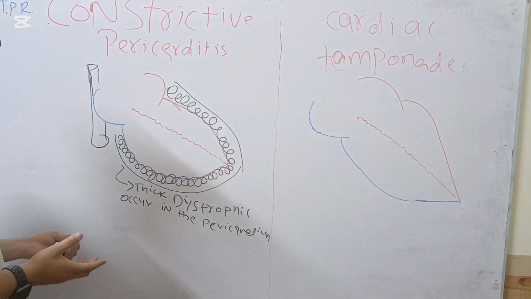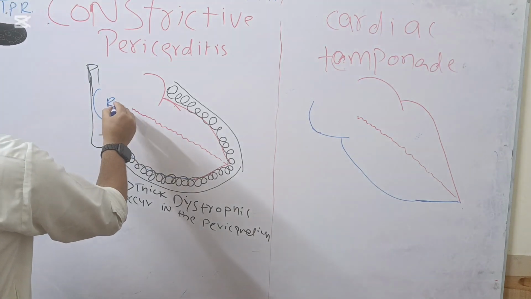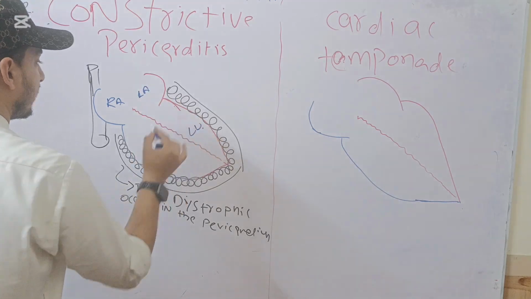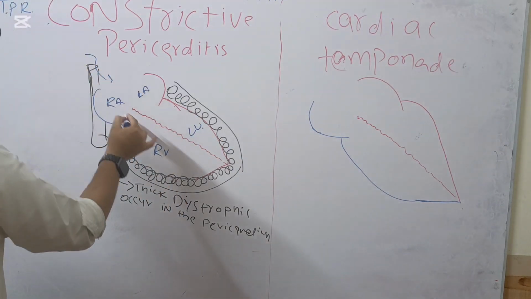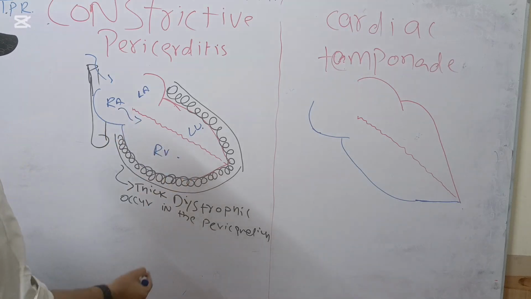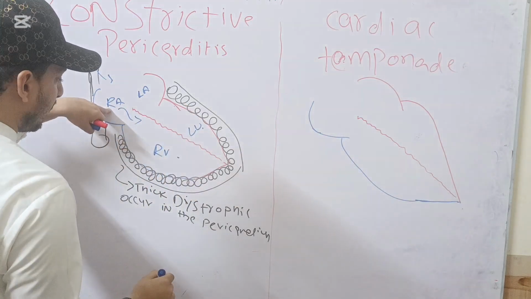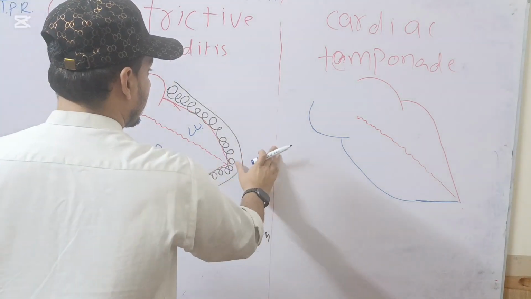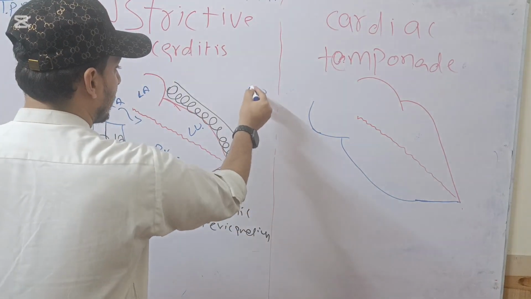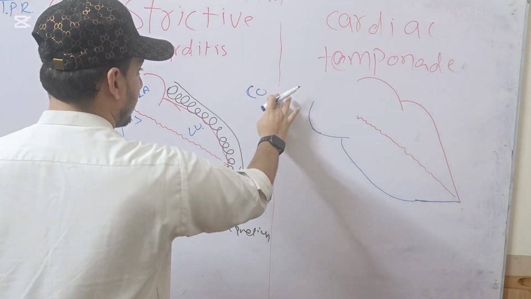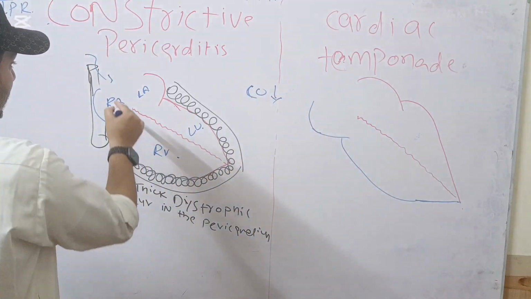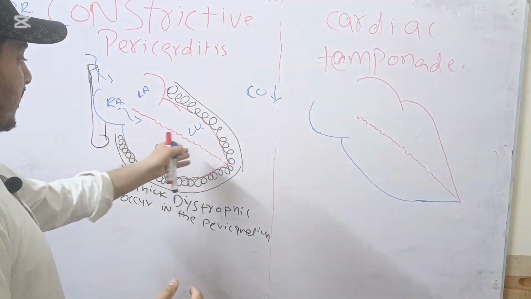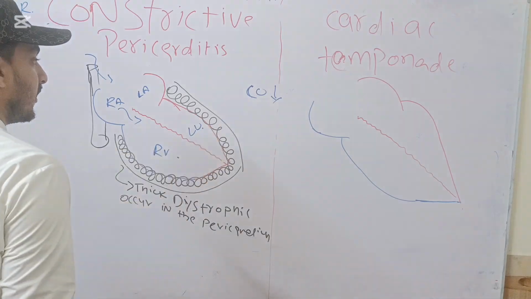So what happens here? Let's assume here is the right atrium, right ventricle, left atrium, and left ventricle. If the blood comes in, the right atrium drains into the right ventricle, so less cardiac output. The cardiac output is decreased because less blood comes in and the heart cannot relax properly, due to the constriction and obstruction.